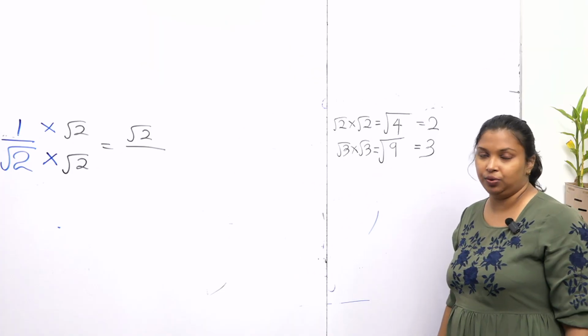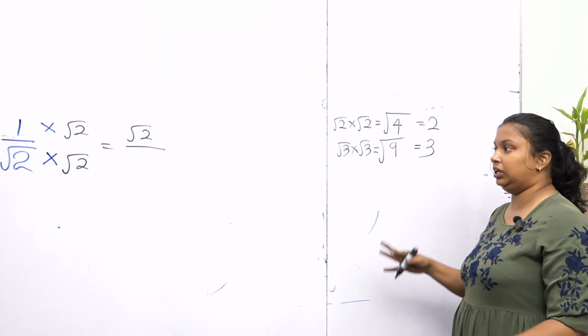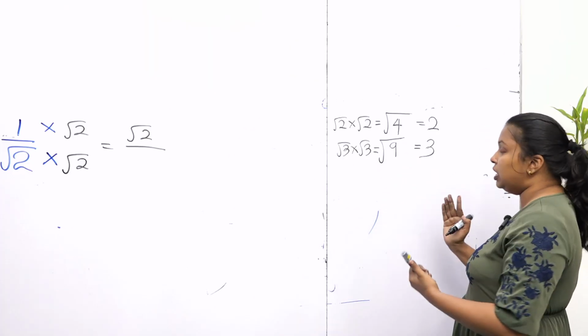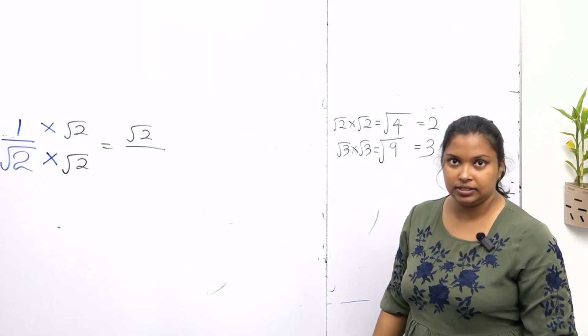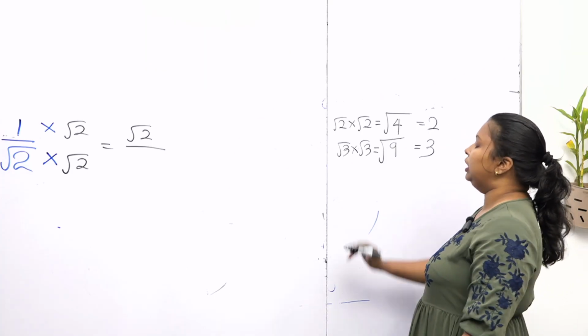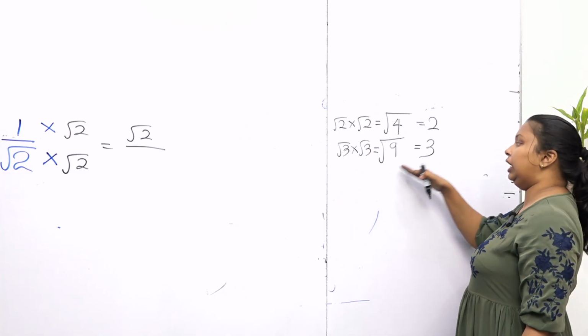Sometimes you may already know that the root cancels with the square. But sometimes students may not know these things. Clear? These simple things they may not know. So that's why I'm explaining all the stuff. Root 2 times root 2, this is 2. Root 3 times root 3, root 9, that is 3.